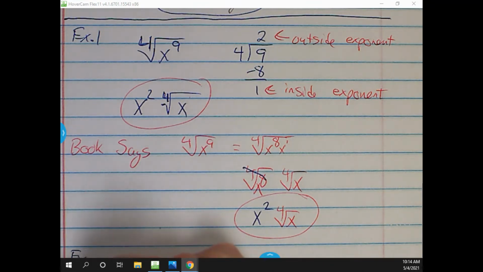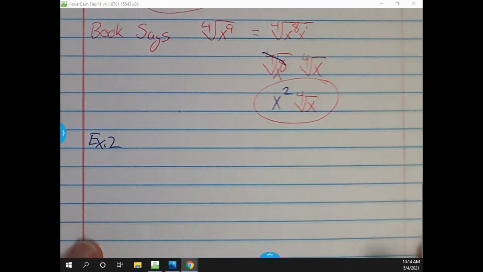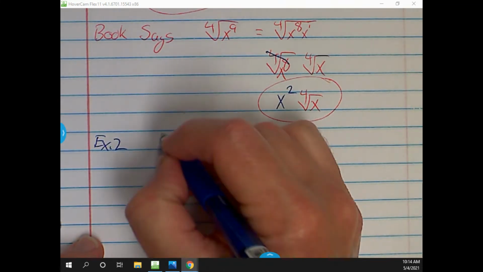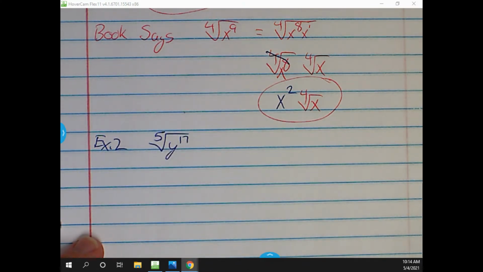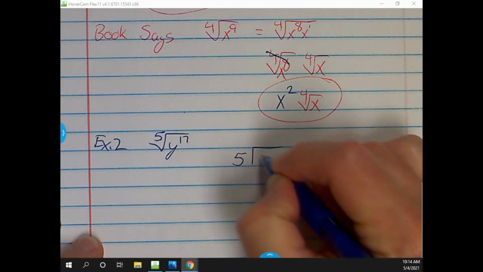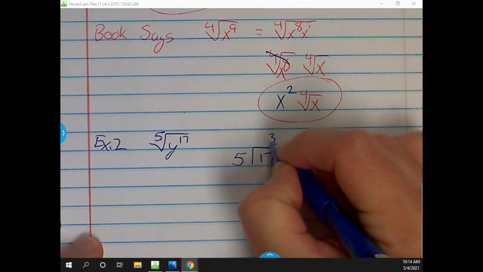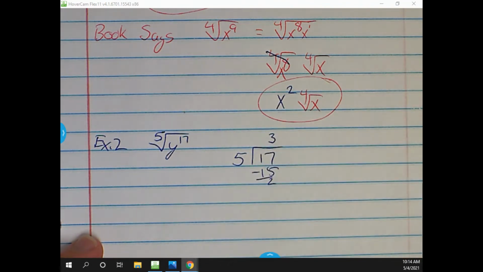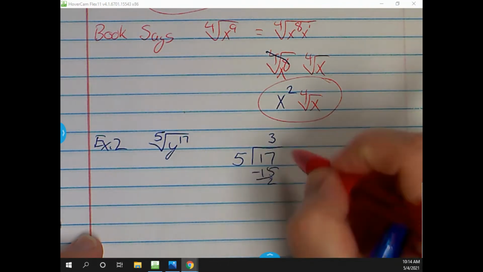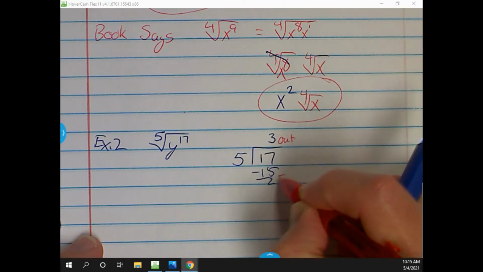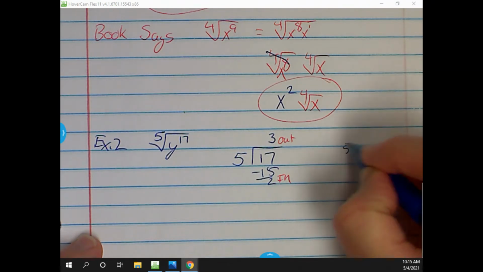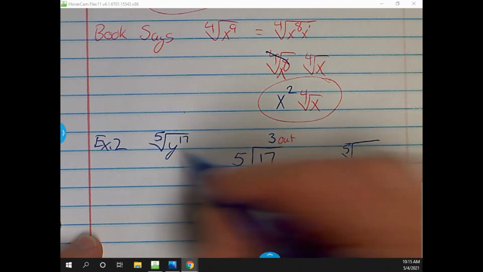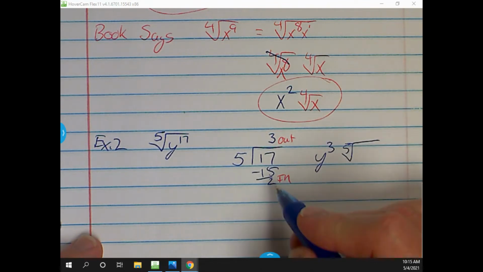So let's show you a couple more of those. Example 2. Let's say it's the 5th root of y to the 17th. We're just going to take 5 and divide it into 17. It goes 3 times with 2 left over. Again, all you've got to remember is this is what goes on the outside. And since that's the remainder, it remains on the inside. So that's going to be the 5th root of, we need y to the 3rd on the outside, and we need y squared on the inside.